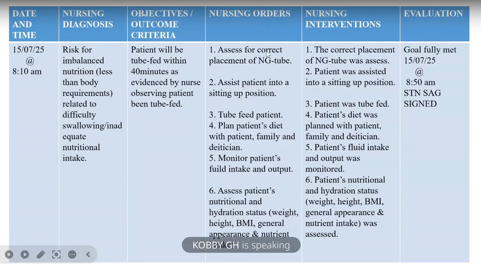Okay, assess for correct placement of NG tube. The correct placement of NG tube was assessed. Assist patient into a sitting up position. Patient was assisted into a sitting up position. Tube feed patient. Patient was tube fed. Plan patient's diet with patient, family, and dietitian. Patient's diet was planned with patient, family, and dietitian.